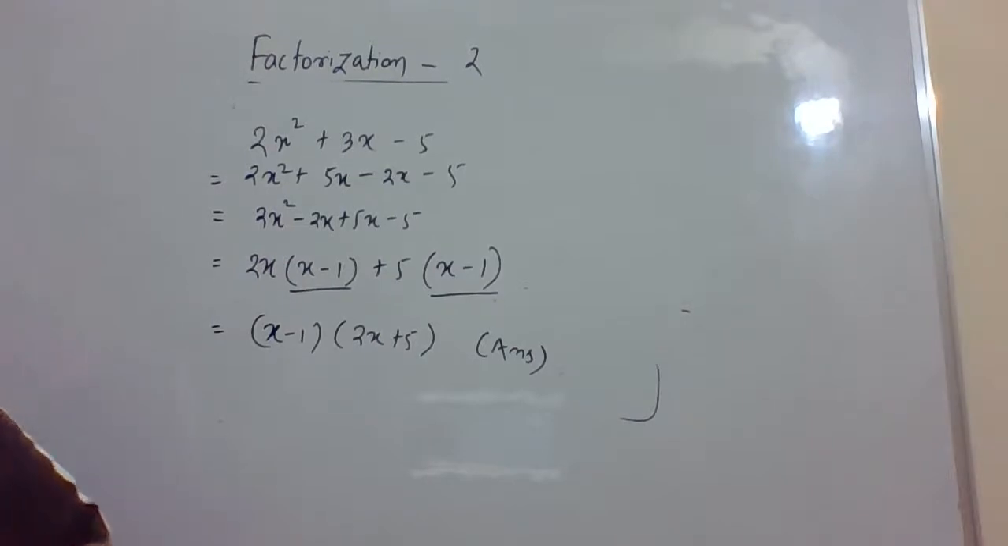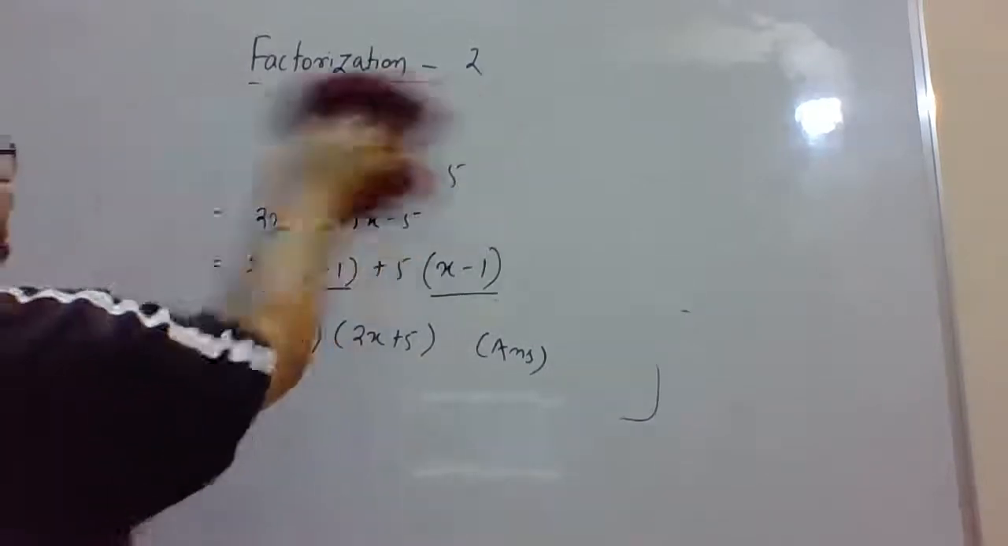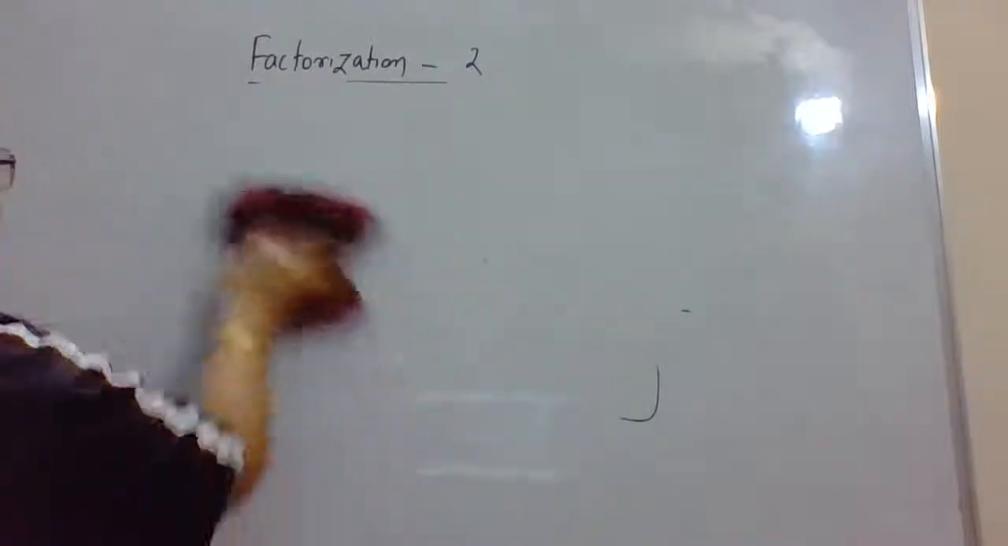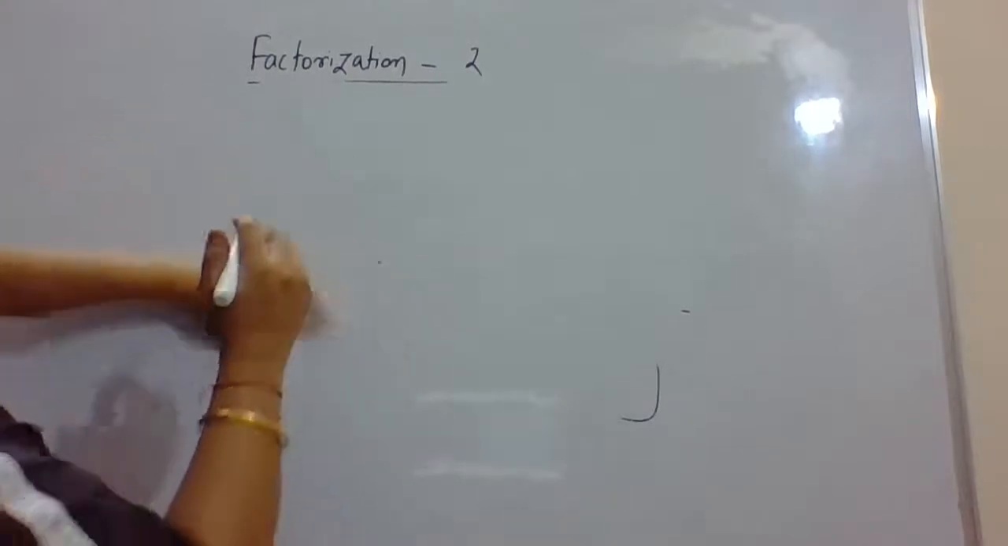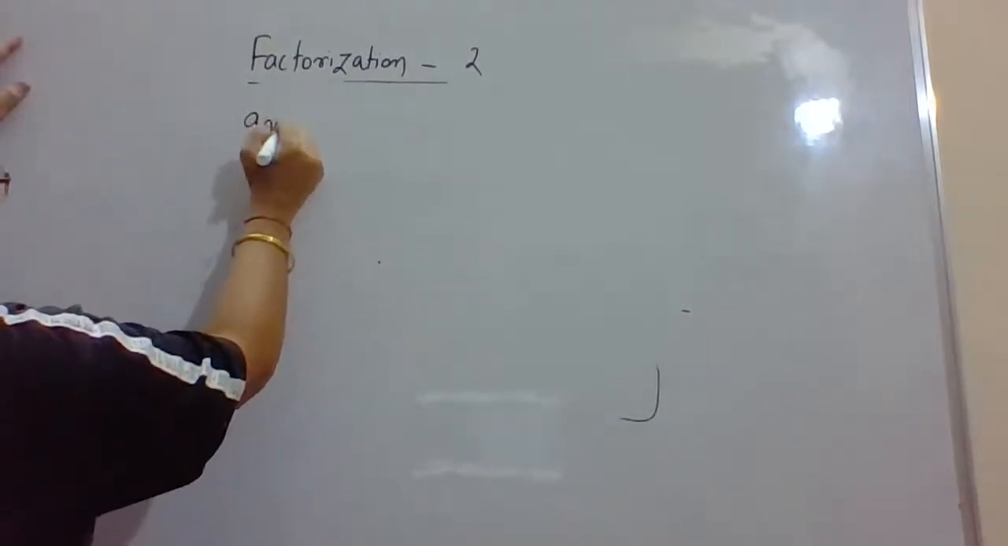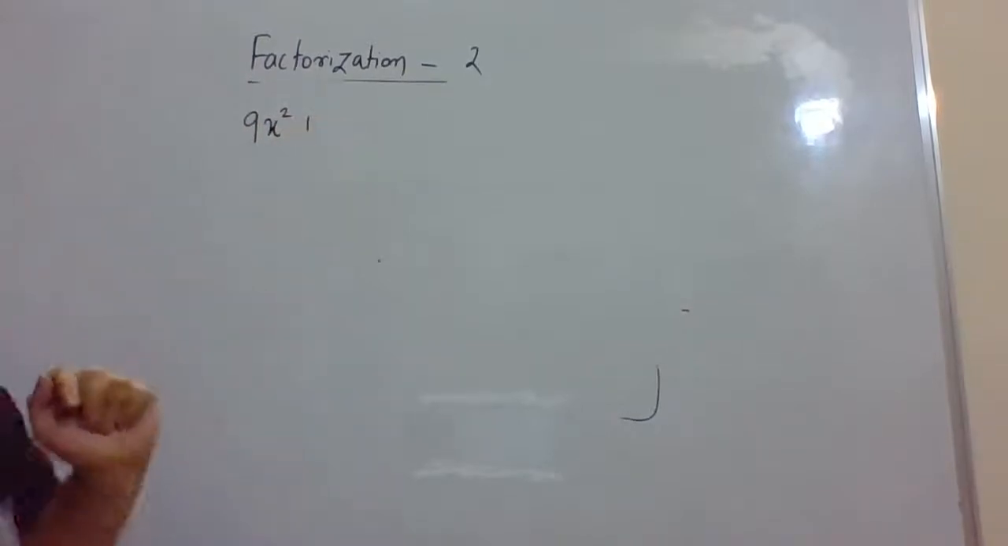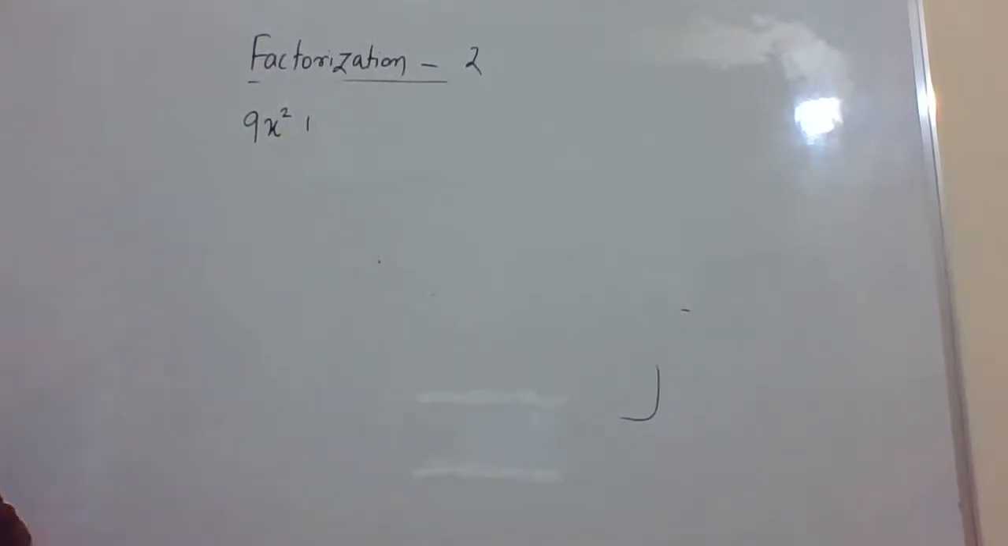Okay, so let's go ahead and solve this one: 9x squared plus 3x minus 12. 9x squared. Okay, let's do one thing. Let us choose a different one, and there's a reason behind that. Just give me a moment.